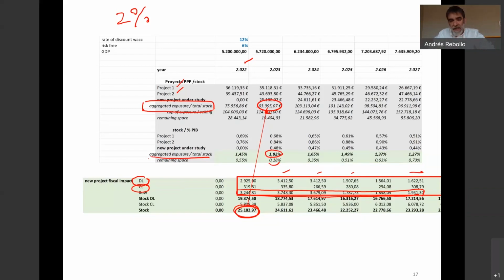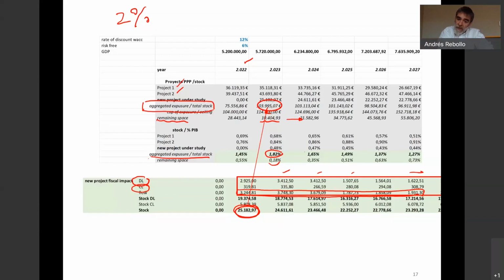Otherwise, if this would be more than 2%, the remaining space would be negative, and I would not have a space. I should investigate if I can move forward the timing of the project and reschedule the procurement for future years. All right. And this is the net present value.